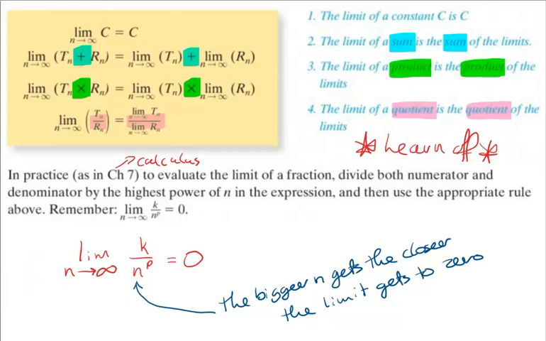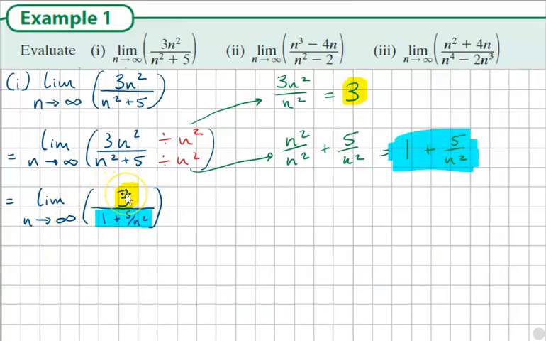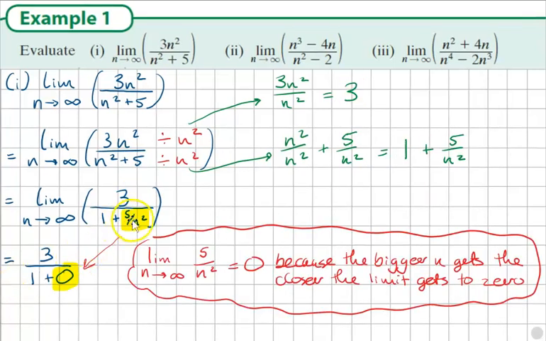And now we have no n's left at all. We just have numbers. We have 3, which is just a constant, and 1, which is just a constant, a number on its own. And we know that this we can just let equal 0, because as n is tending to infinity, that denominator is getting bigger and bigger. It's going to be squared, and then it's going to be 5 divided by that massive number. And we know that that's just going to tend to 0. So we can just replace at this point 5 over n squared with 0. So we have 3 plus 1 over 0, so it's going to be 3 over 1, which is just going to be 3.